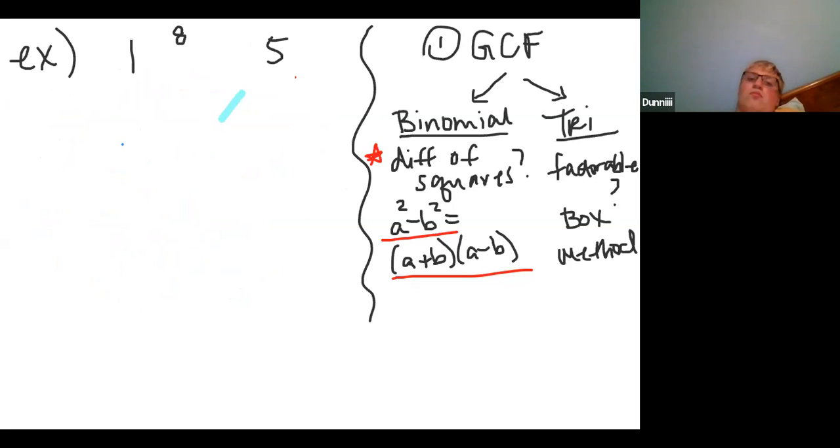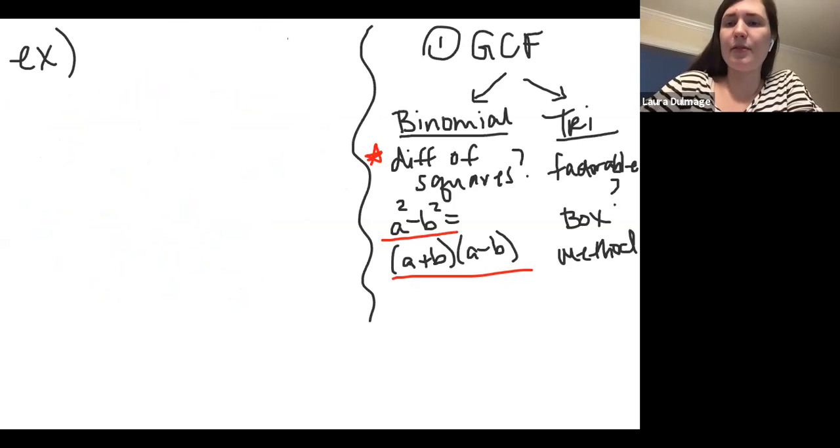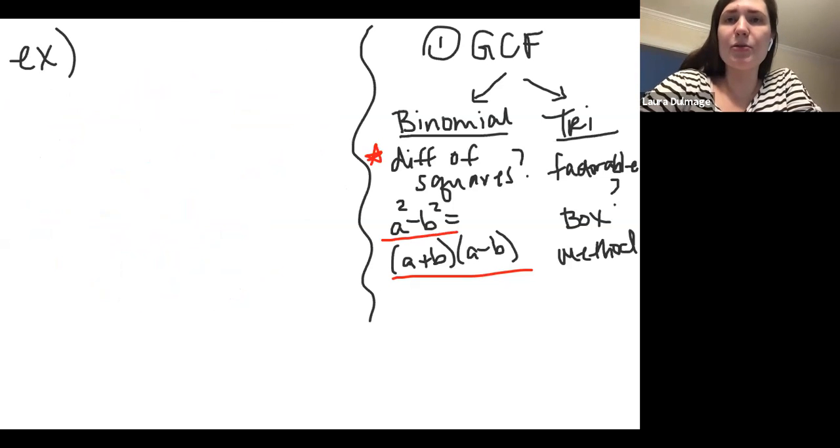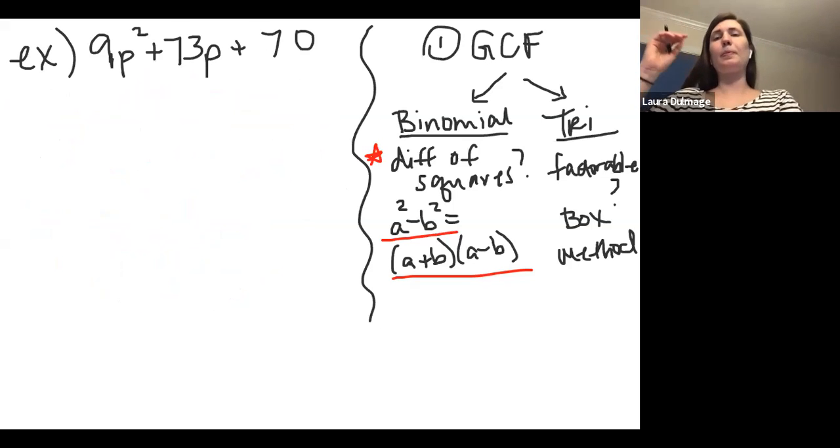All right, let's do another one. Okay, 9p squared plus 73p plus 70. Okay, I want you guys to start this one.